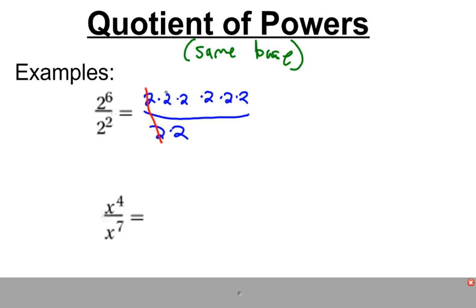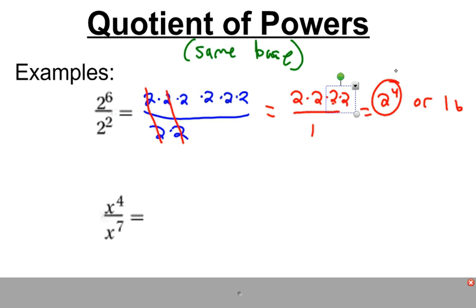If I have 2 over 2 over here, again, it's 1. It's just like multiplying 1 by the whole thing, which doesn't change it. So now the only thing that's left is 2 times 2 times 2 times 2 over 1, which equals 2 to the 4th power, or I think 2 to the 4th power is 16. Okay, but we ended up with 2 to the 4th power because things canceled out. Nothing on the bottom anymore.